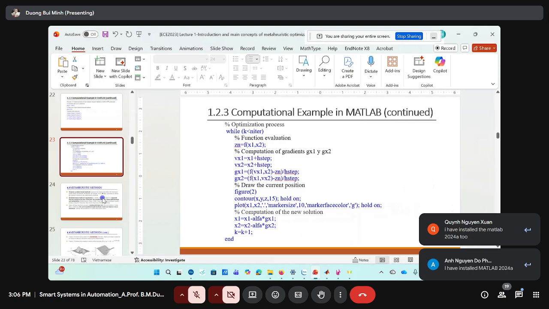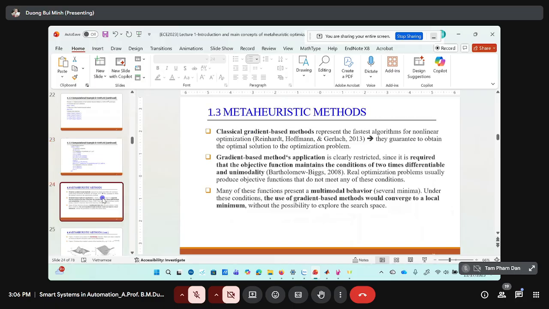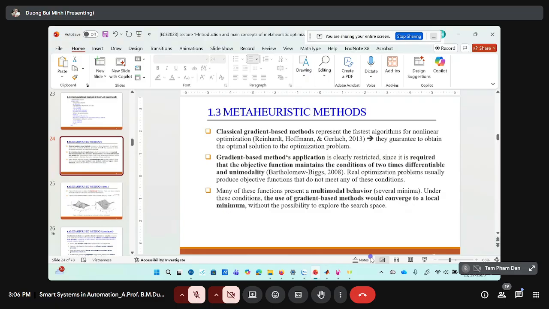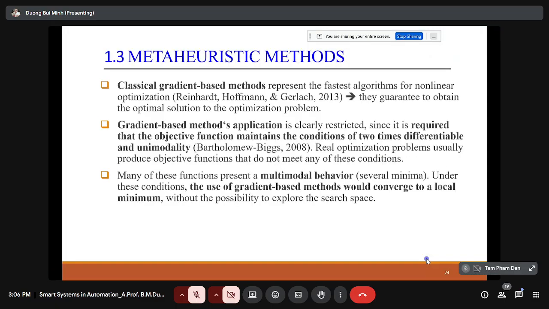That is an example of the gradient descent method. Now we go to the next section, 1.3. We discuss metaheuristics methods. That means we try to use another version of these methods, or we develop new optimization methods.